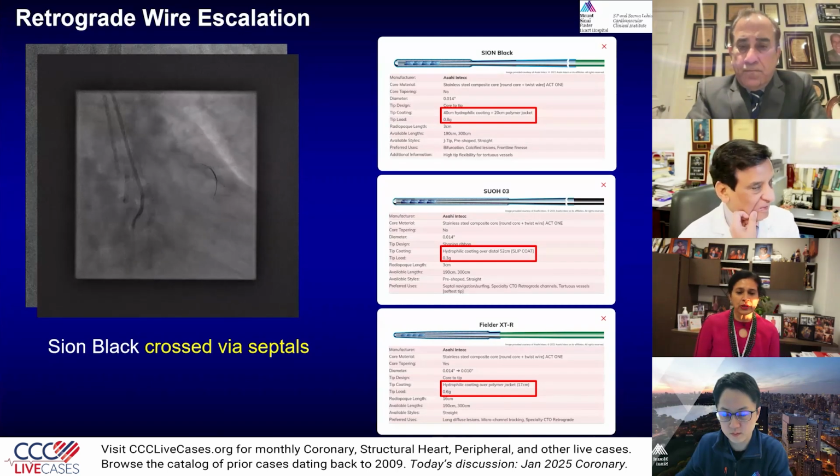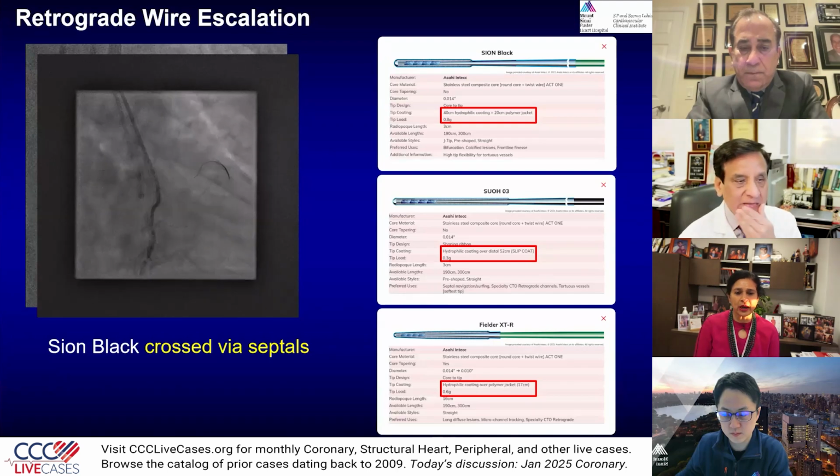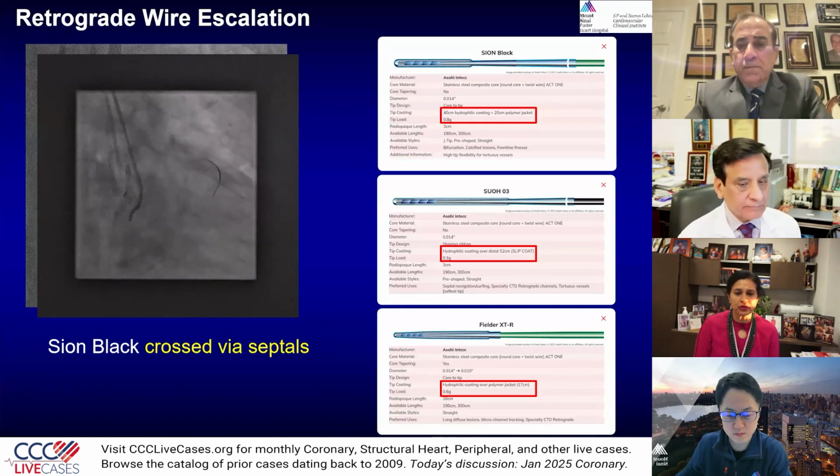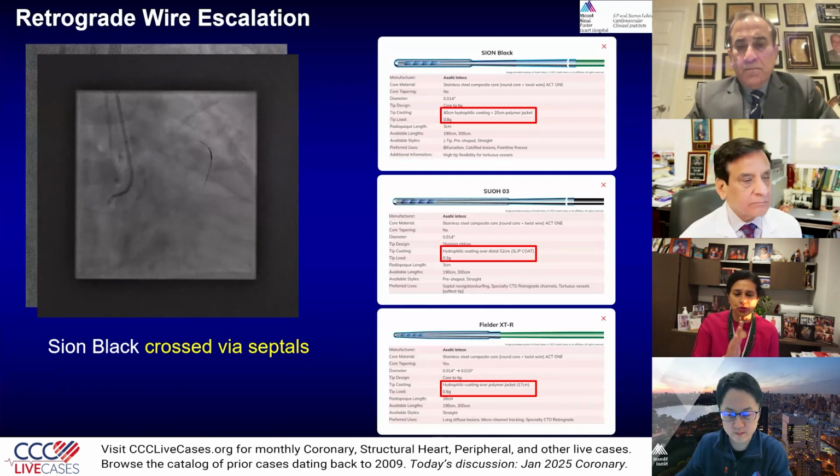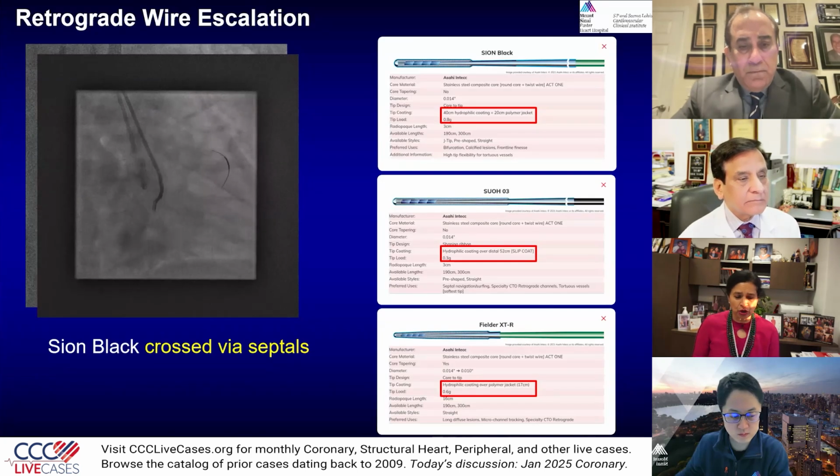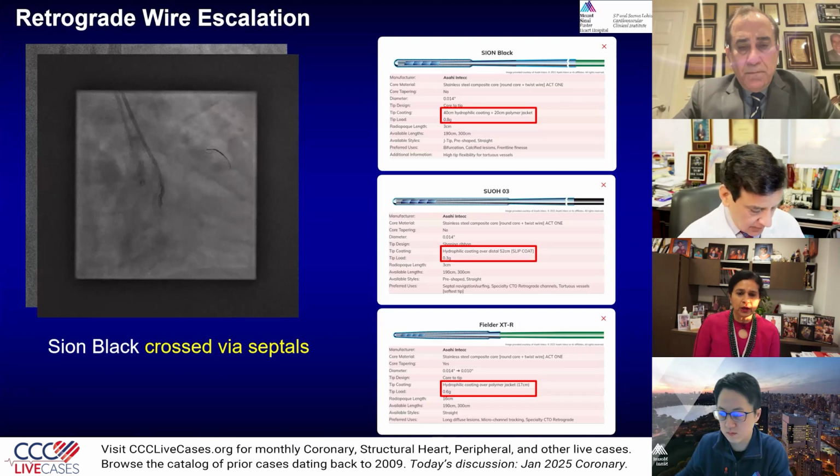The navigation, like I say, has to be atraumatic. It means the wire should find its way through the septal, and we should not be like we are doing in antegrade wire escalation where you're trying to drill through.